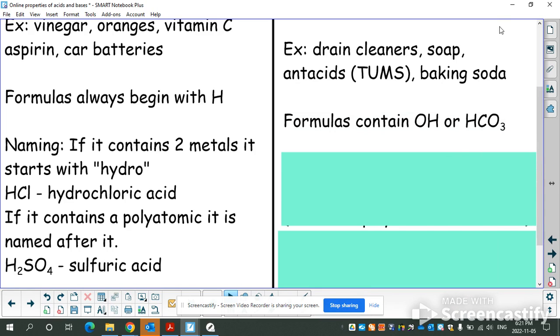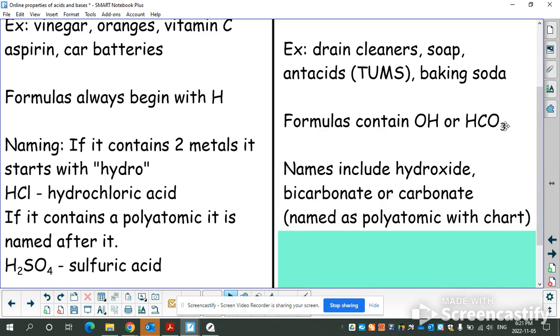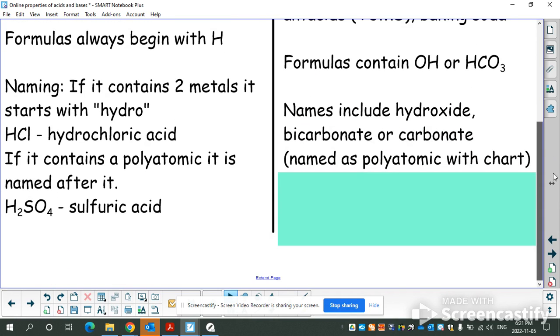Formulas can contain a few things. The big two things is either hydroxide ions, kind of obvious, you put them in water, they release hydroxide ions, but also bicarbonate, also known as hydrogen carbonate. When that's placed in water, they will also release hydroxide ions. So those hydroxide ions will show up. Names, well, they'll include hydroxide, bicarbonate, and even carbonate. All of those things placed in water will release hydroxide ions.